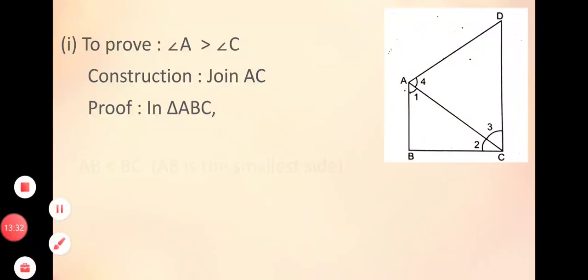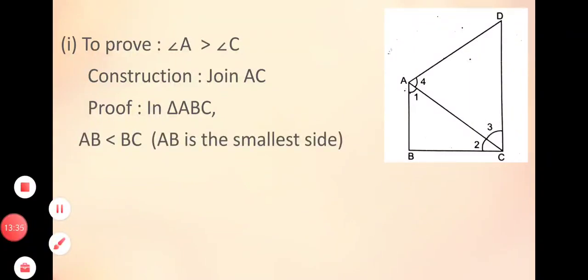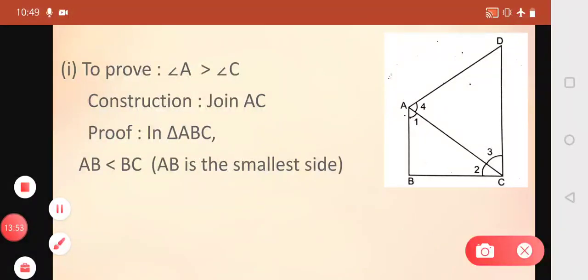In triangle ABC, AB is less than BC, because it is already given that AB is the smallest side of the quadrilateral. So naturally the remaining sides of the quadrilateral will be greater than AB. So AB is less than BC. Now the opposite angle of AB will be angle 2, and the opposite angle of BC will be angle 1.